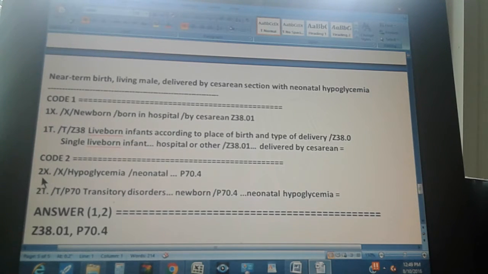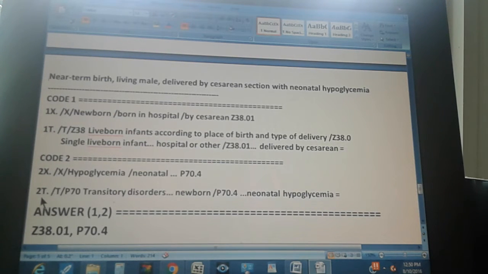So the code 2 through the index is found like this. First you go to index. Then you go to hypoglycemia. Go to the condition in the alphabet, which is hypoglycemia. And then neonatal. Neonatal, which means newborn, right? And the code is P70.4. That's the code you get from the index.